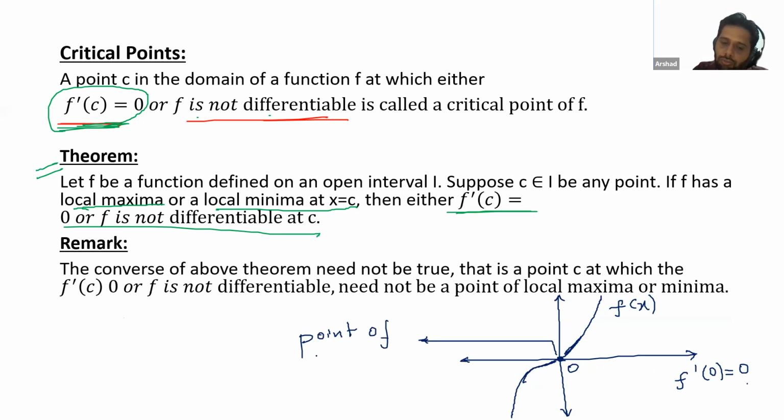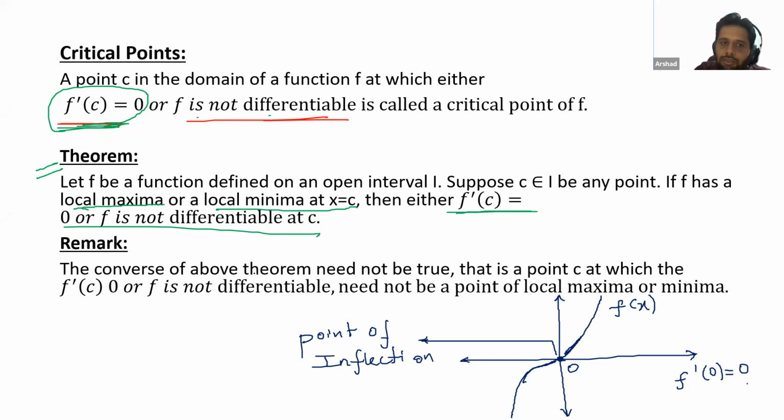Point of inflection. What is a point of inflection? It is the point at which the function is neither local maxima nor local minima. So this point is called a point of inflection. Here we can see that this is a critical point, but it is not a point of local maxima or minima. That means there exist some critical points where you do not get local maxima or minima. Such types of points are called points of inflection.